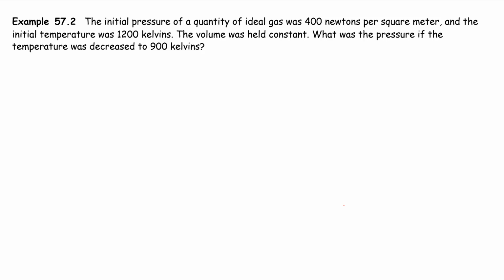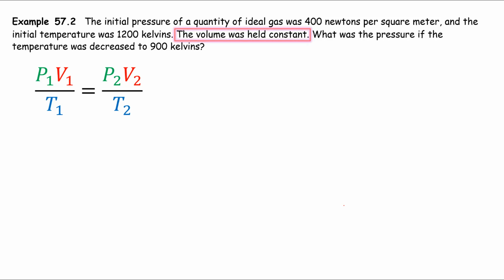Another one, the initial pressure of a quantity of ideal gas was 400 newtons per square meter, and the initial temperature was 1200 kelvins. The volume was held constant. What was the pressure if the temperature was decreased to 900 kelvins? Now, in this problem, we need to notice that it says that the volume was held constant, which means that V1 and V2 are the same. We're not doing anything to the volume.